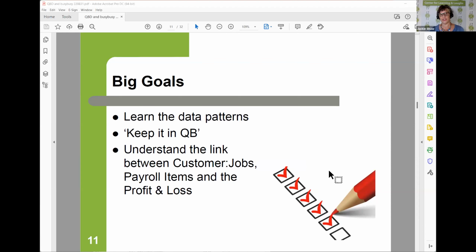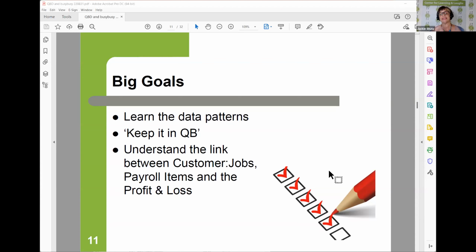I want to teach you the data patterns, what patterns to look for to know that you're doing things correctly. Keeping it in QuickBooks is huge. I don't like it when I see people doing lots and lots of Excel documents, because Excel's over here, QuickBooks over here. Excel is likely to have human error and formula errors and issues. So as much as possible, we want to leverage reports in QuickBooks.